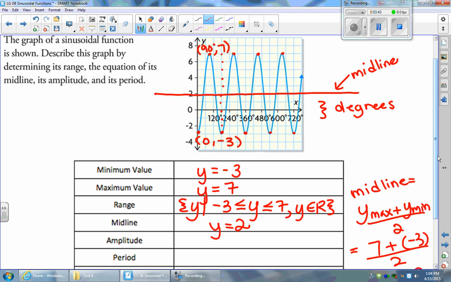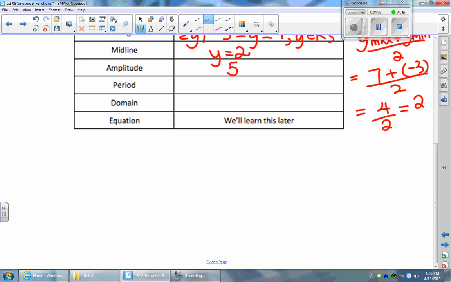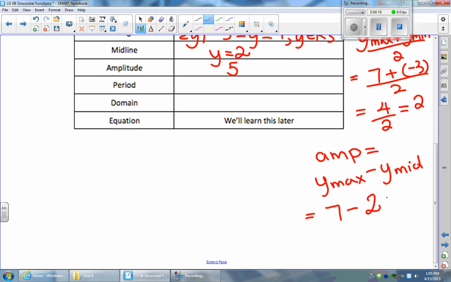So our amplitude is half of the distance of the whole graph. So it's the distance from either the midline up to the maximum or the midline down to the minimum, which we just counted out to be 5 units. Okay, if you want to use a specific formula for amplitude, you can use the formula y max minus the y from the midline, and that will give you your amplitude. So our maximum value was 7 minus our midline, which was y is equal to 2, and that would give us our amplitude, which is 5.